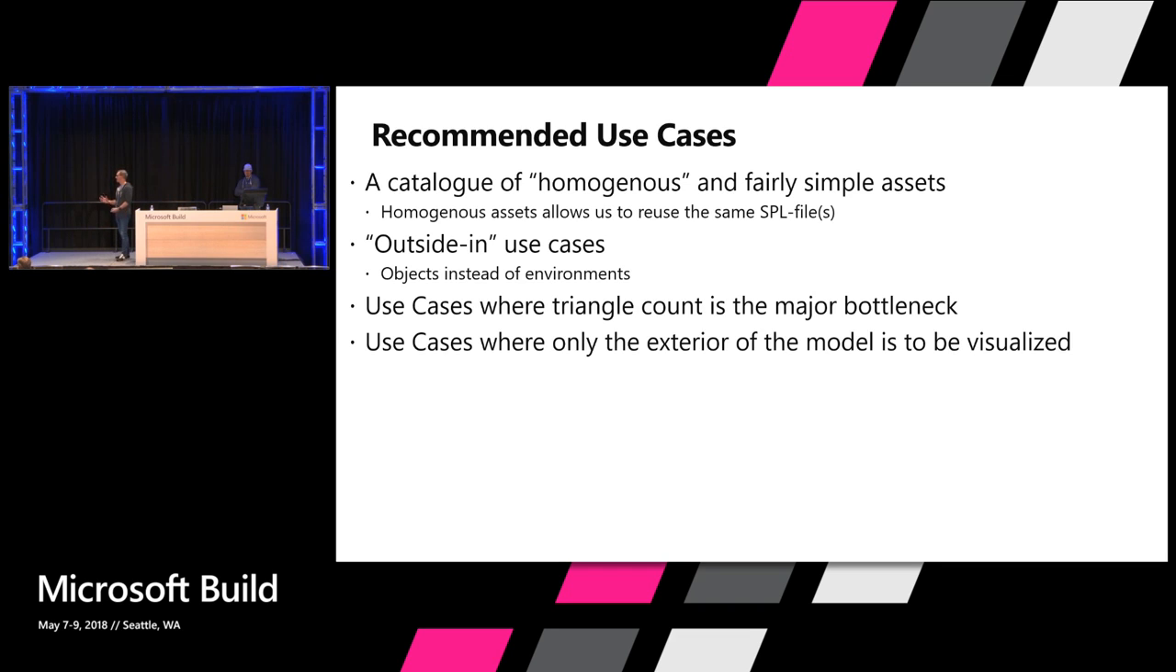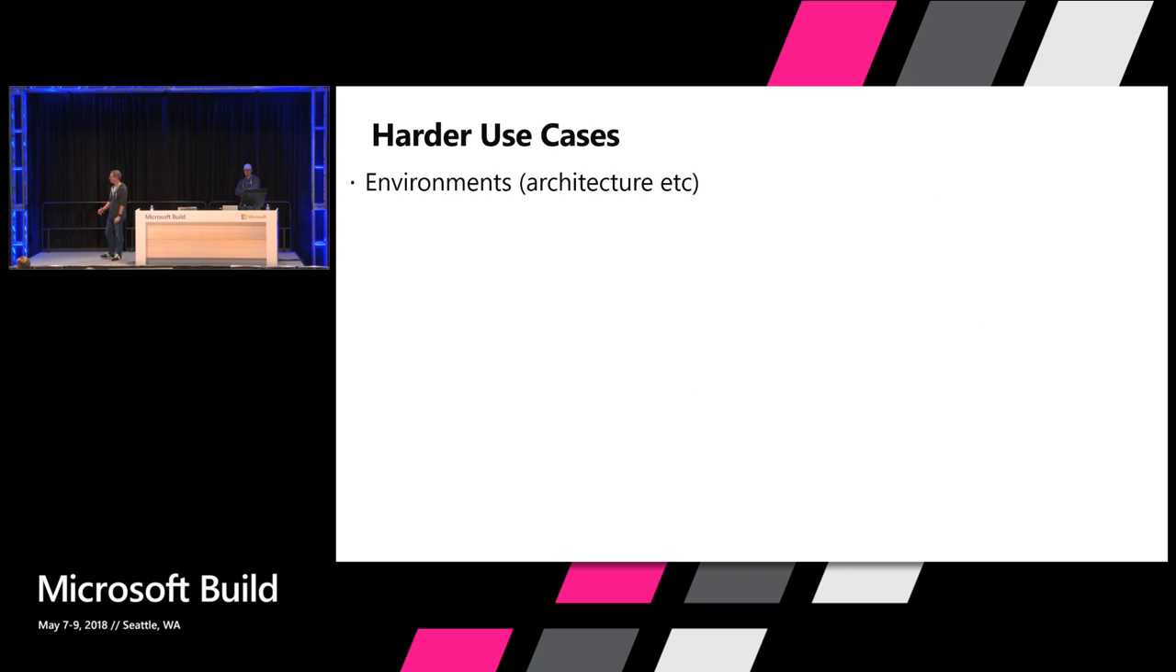So again, where only the exterior of the model is to be visualized, that's an ideal use case for us. Asset catalogs with standardized materials. So if you have a library of consistent materials, that's much easier for an SPL to handle. And some hardware use cases, they're all doable.